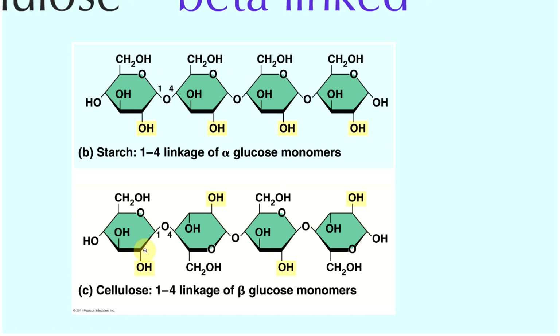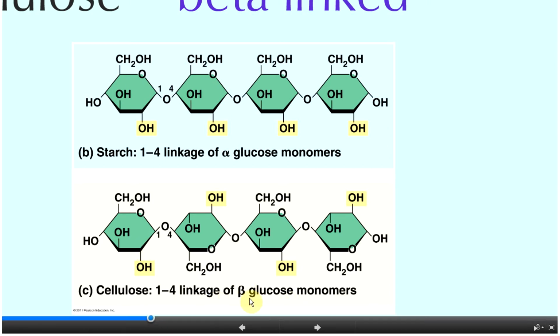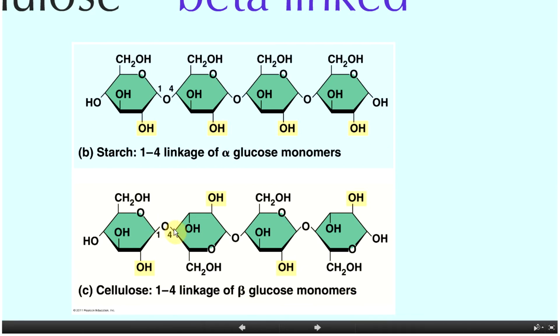Now, cellulose is a little bit different. We say that the glucose monomers here are beta glucose monomers. All that means is when the glycosidic linkages, or the bonds between our monomers form, they're in opposite orientations to their neighbors. So this first one points up, the second one points down, and the third one points up. We're still linking our one carbon on our first glucose monomer to the fourth carbon on our second glucose monomer. However, each linkage or each bond is pointing in a different way.